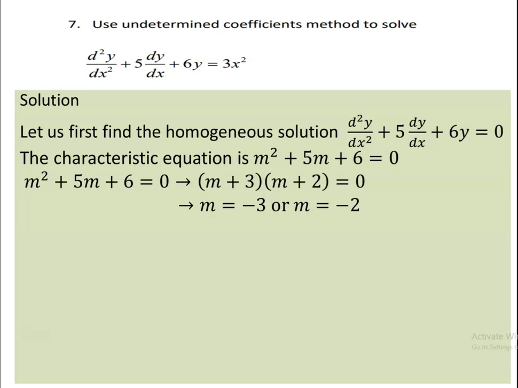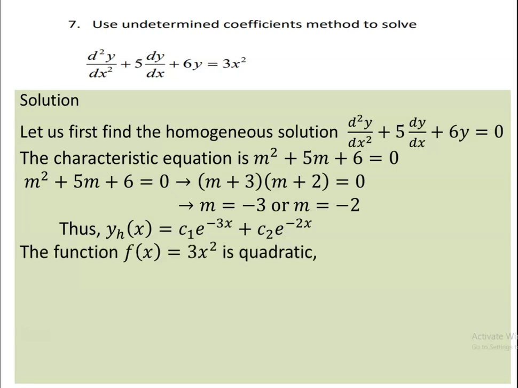So the homogeneous solution will be c1 e to the power of minus 3x plus c2 e to the power of minus 2x. So now we are left with a particular solution. In order to determine the particular solution using this undetermined coefficient method, we have to observe the expression on the right of the left expression, which is 3x squared, so it's a quadratic one. So we have to consider our yp to be a quadratic expression.